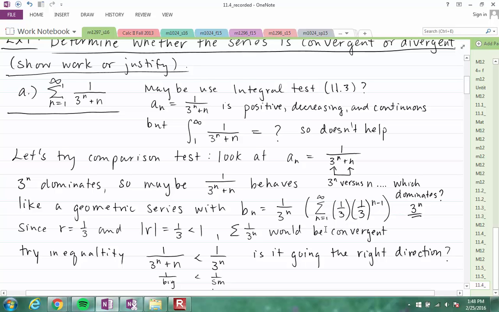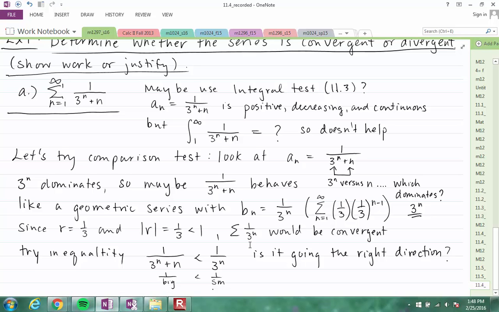As a sum from n equals 1 to infinity of 1/3 times 1/3 to the n minus 1. Is this convergent or divergent? If you look at the geometric series information on the formula sheet, our r is 1/3, and since the absolute value of 1/3 is less than 1, then our series is convergent.